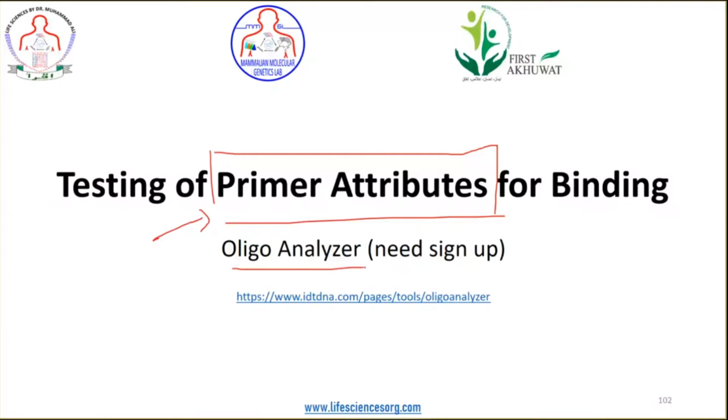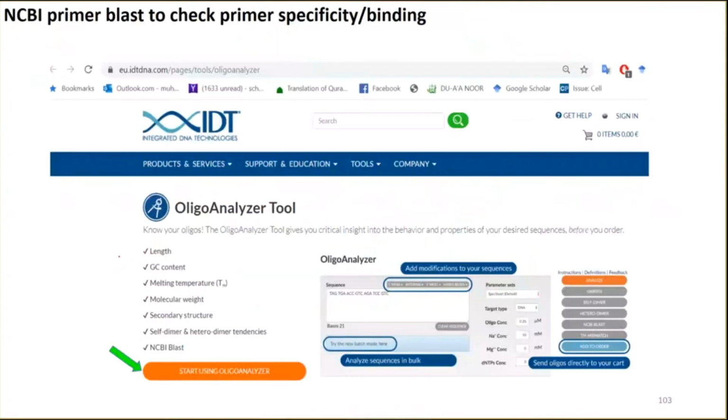This software needs a short sign up. It's no problem, we can do this, and this is the website address. We go to this page, oligo analyzer, and then we click here, start using oligo analyzer. Previously we went into the tools for designing qPCR primers, but for testing primers we will go into the oligo analyzer. After we go into the oligo analyzer, we sign in here.